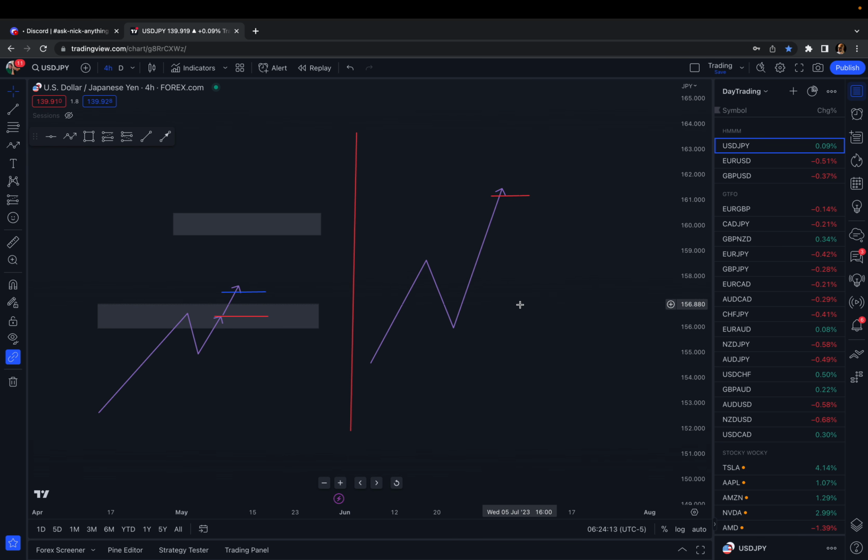There's two things that go into this. Number one, what are you going to do if it starts going against you? And then how far are you going to let it go in terms of pips before you're going to do something about it? And number two, your position sizing.